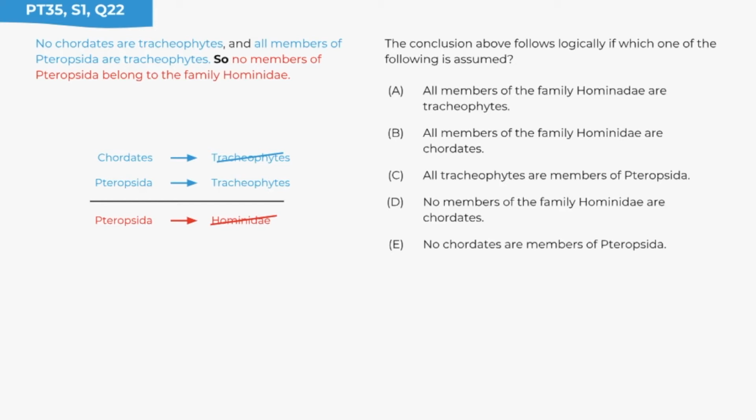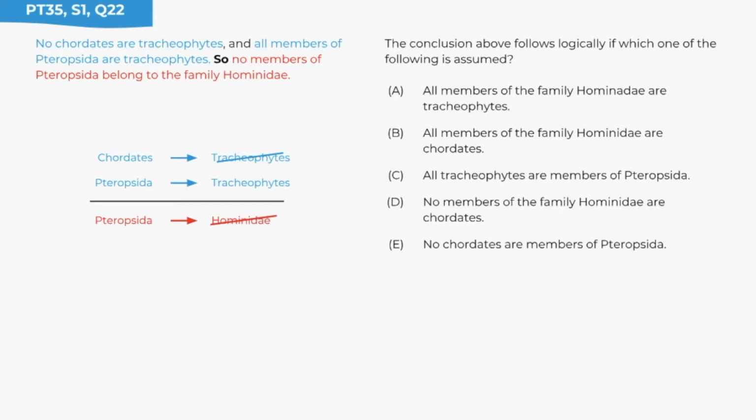Now, when we're looking for the gap, it's good to start with the conclusion. So notice that Pteropsida is on the left side of the conclusion. It's also on the left side of the second premise. So that is actually a really good sign that we're going to want to start with the second premise and continue from there, and we're going to try to end up at not Hominidae. Now, Hominidae is not in the evidence in any way. So we know that the assumption needs to build a bridge to not Hominidae.